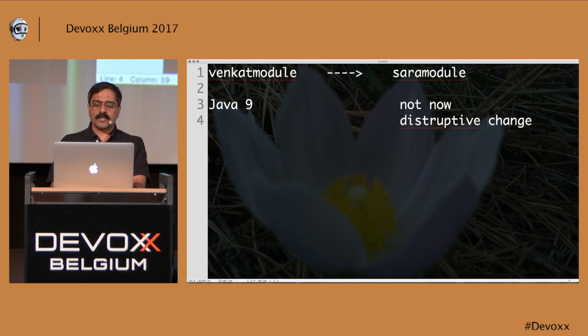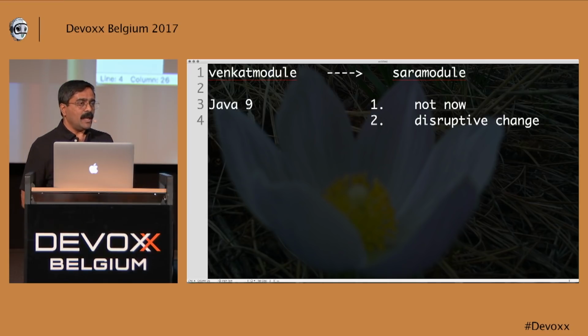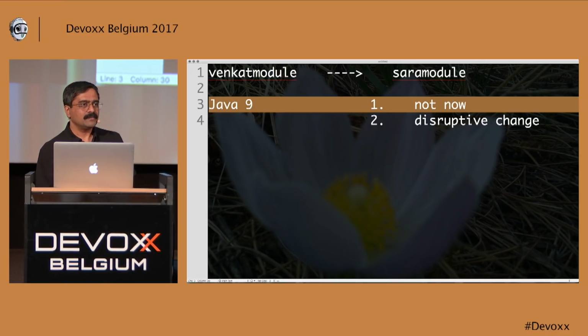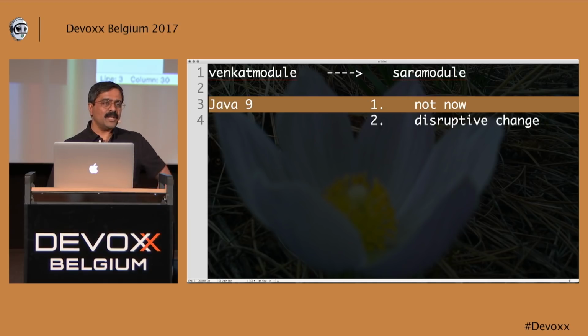So these are two options, right? A disruptive change or no change. So we'll talk about both of these. One is no change, not now, and the other is disruptive change. If Sarah doesn't change anything, then I still want to use the old jar right now in my Java 9.